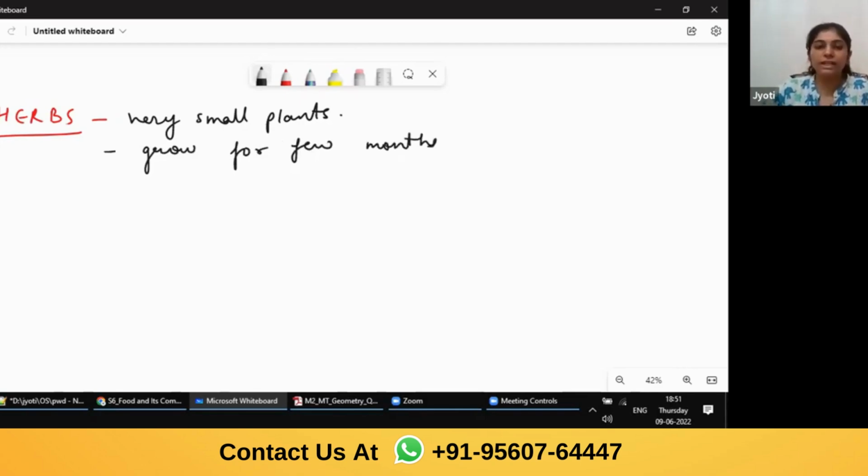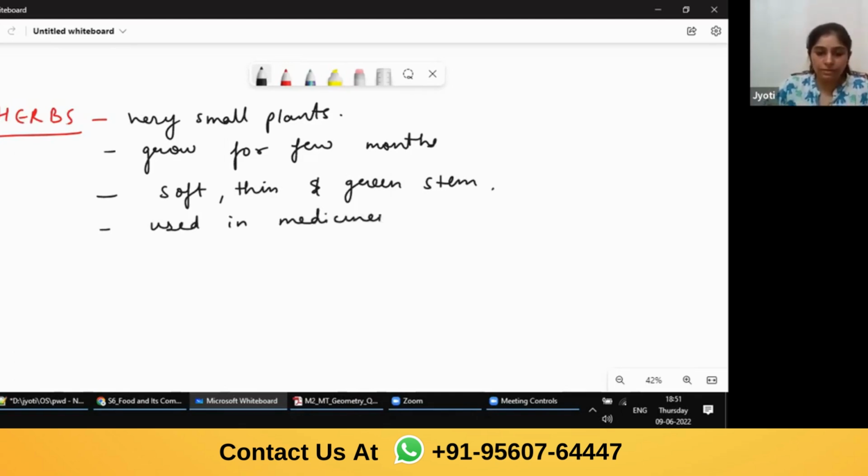And if we talk about their stem, it is a soft, thin and green stem. They are also used for medicines. An example is mint, that is your pudina, and grass. Understood this much?